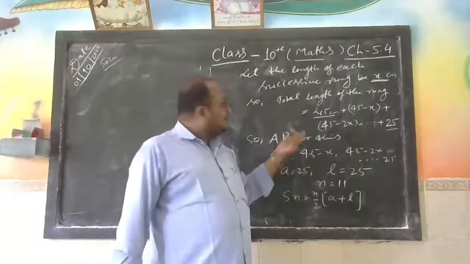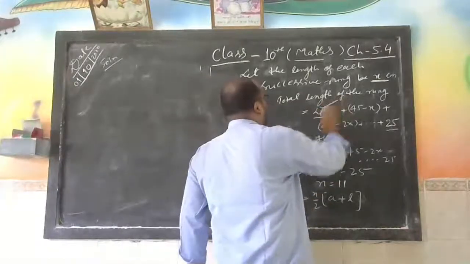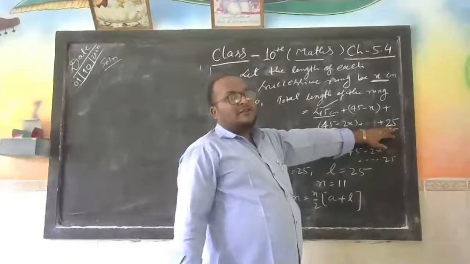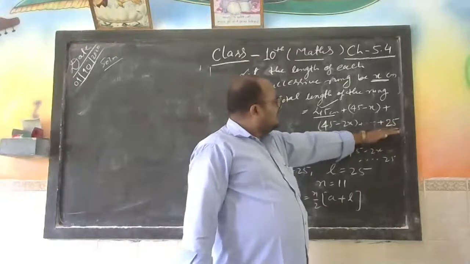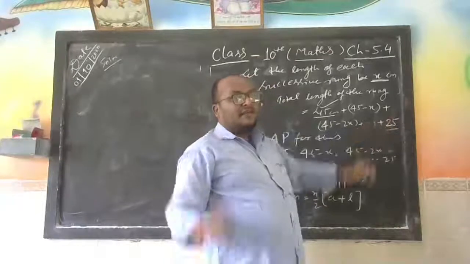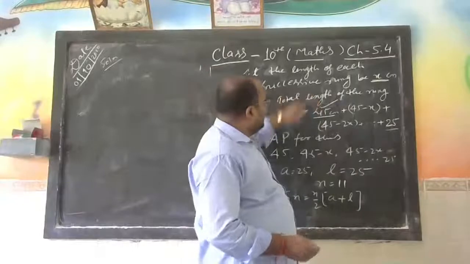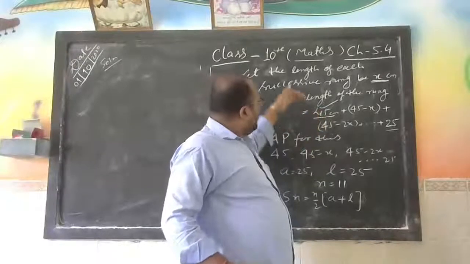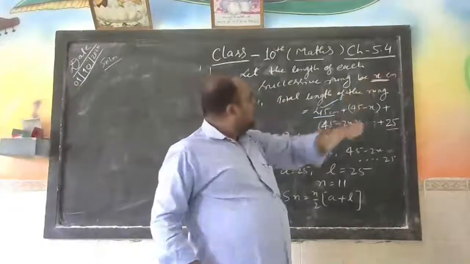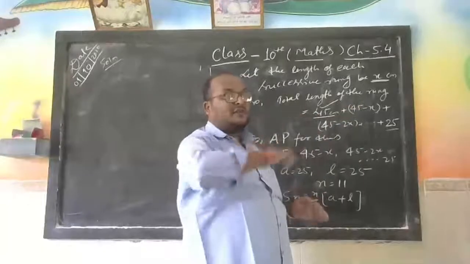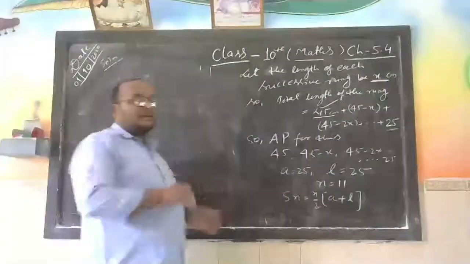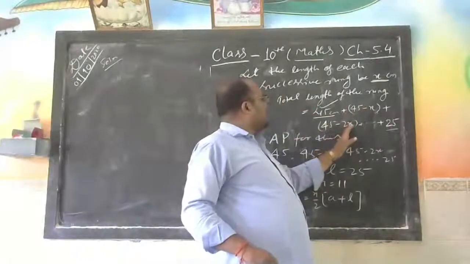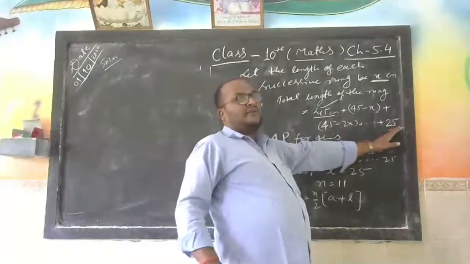The number of rungs is total 11, the bottom level is 45, and the topmost rung, which is the 11th rung, has a length of 25. So the total length required to make each rung is calculated as 45 plus 45 minus x, 45 minus 2x, up to 25.